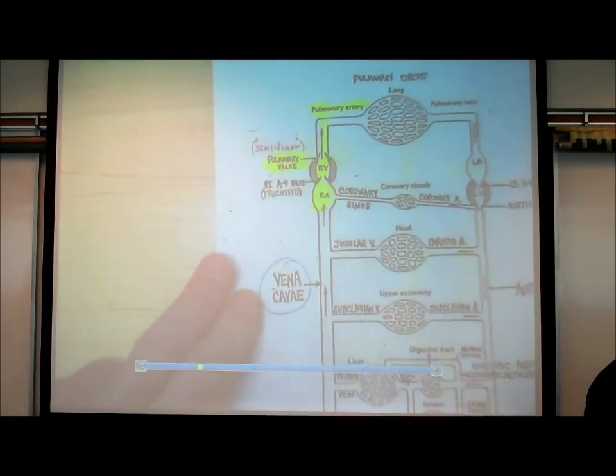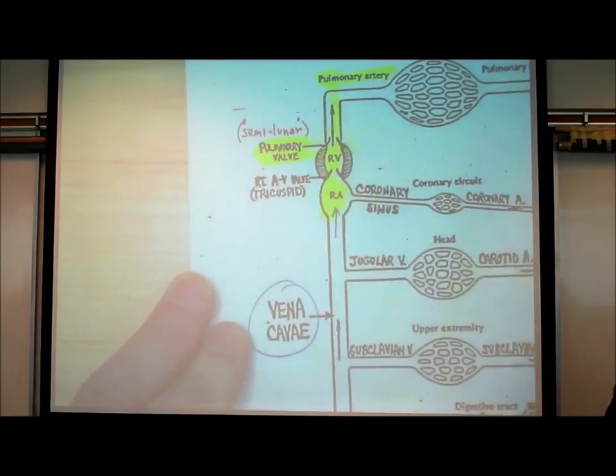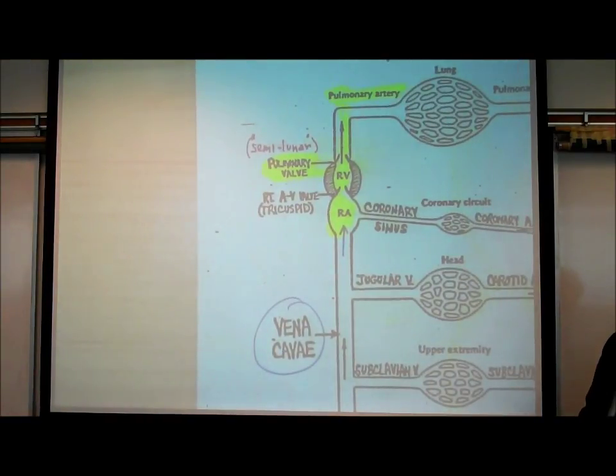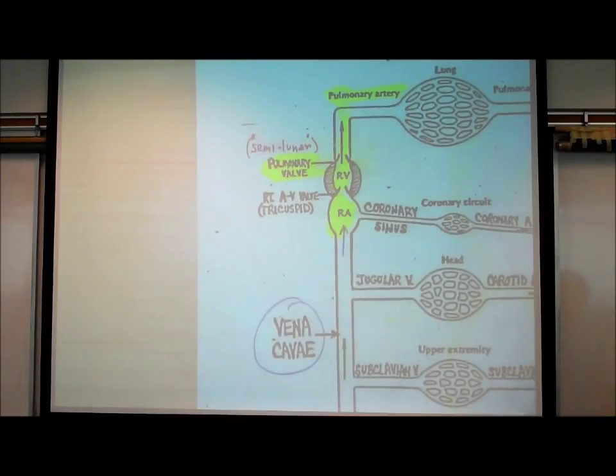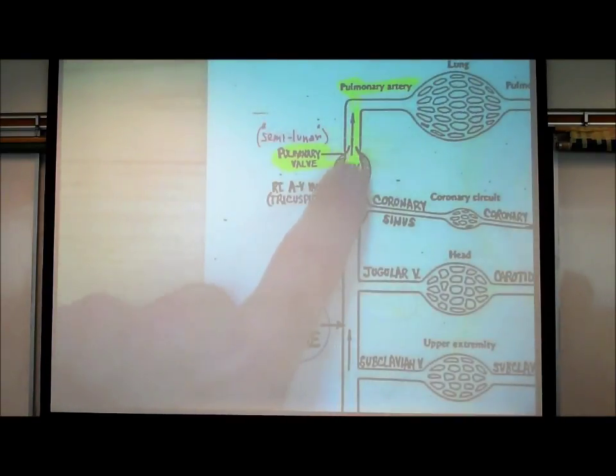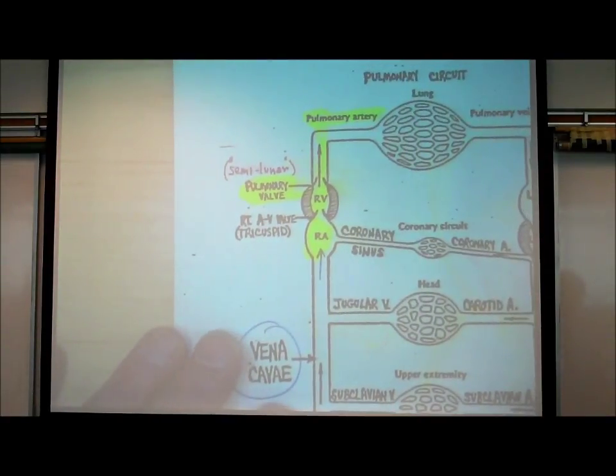You might say, I can't read that. Semilunar. L-U-N-A-R is the last part. So it's a pulmonary or semilunar valve. Now, again, this allows the blood to go from the right ventricle into the pulmonary artery, but not backwards. Now, what does the pulmonary artery do?